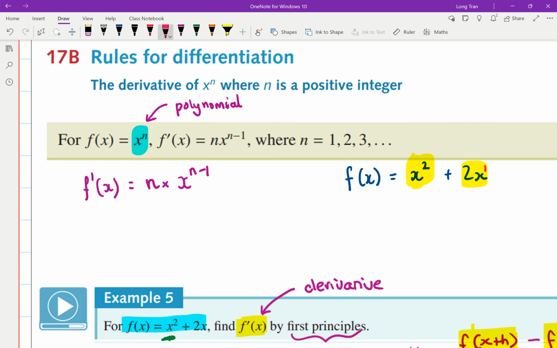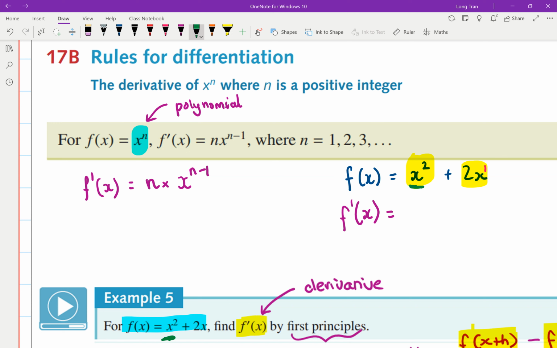So that means you can differentiate, or use the rule, for each of those terms individually. So when we write the derivative, let's find the derivative. So f dash of x, you can get straight to the point by using the rule. So let's do it individually.